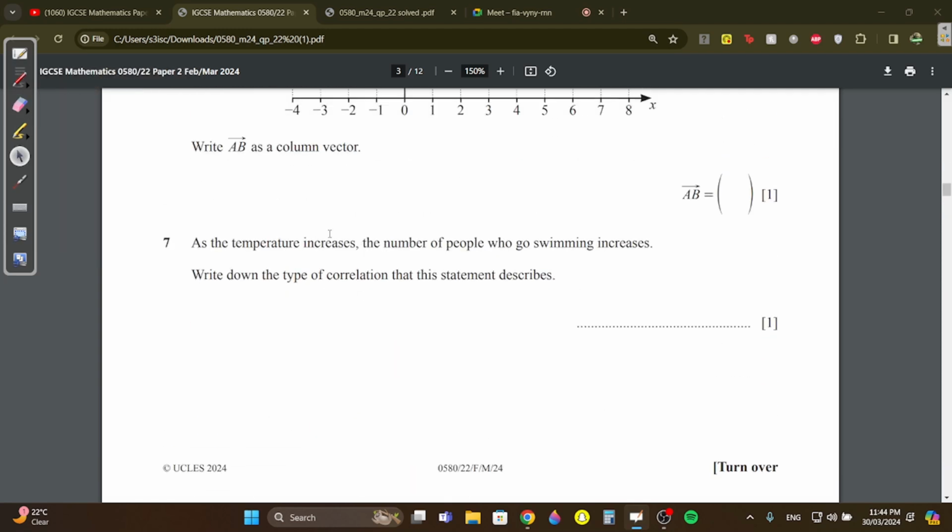Question 7. As the temperature increases, the number of people who go swimming increases. So plus, plus. What type of correlation is this? Obviously, if it's plus plus, it's positive.